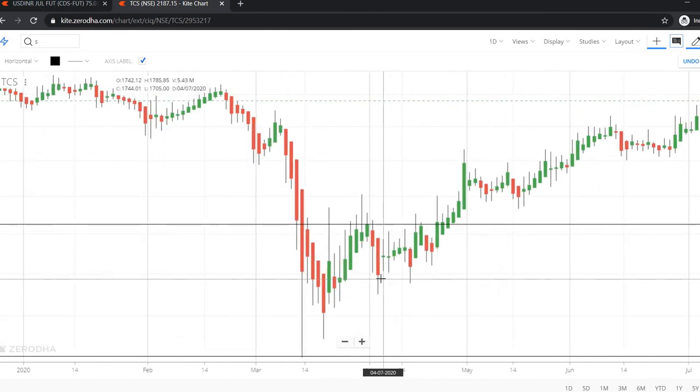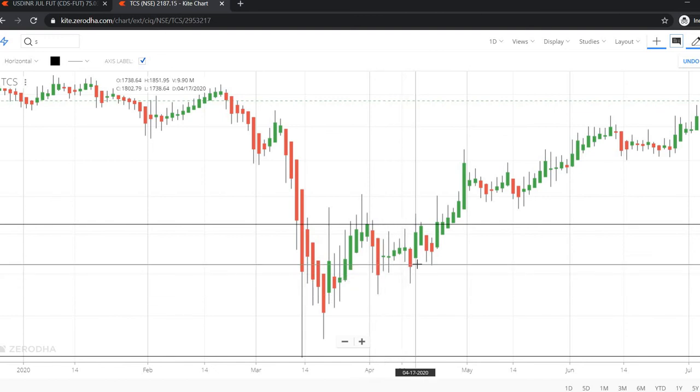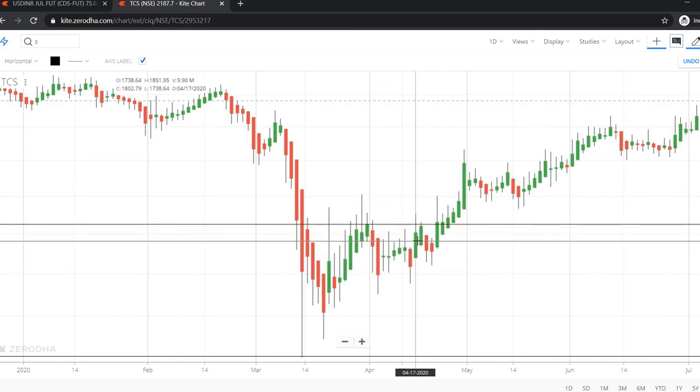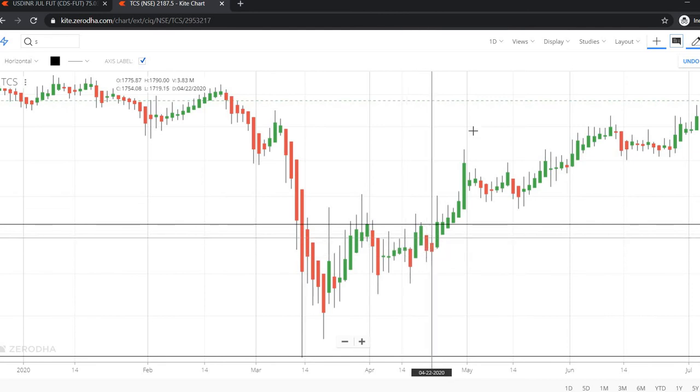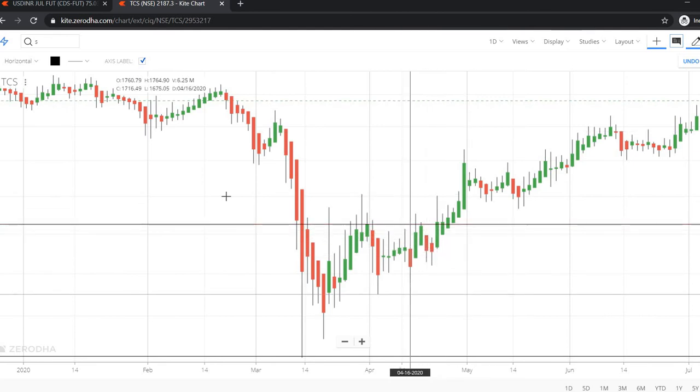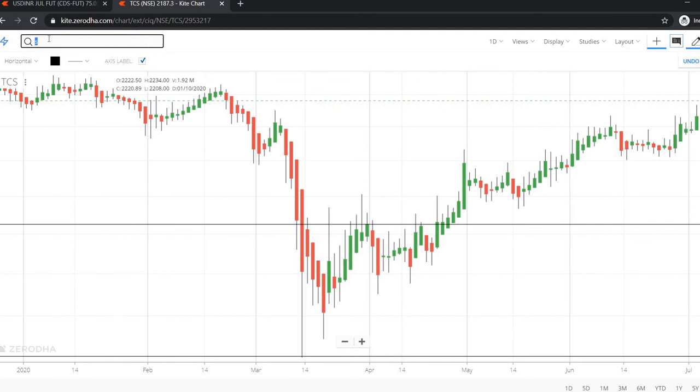April first started with a red candle, in this zone. But this is a very good candle. If you look at it, it's not like a doji, it's a very good green candle. So I would have taken the trade right away on April 17th itself, or you can wait for some kind of a pullback like this, take a trade and ride it. Let's see if we can get some other example.